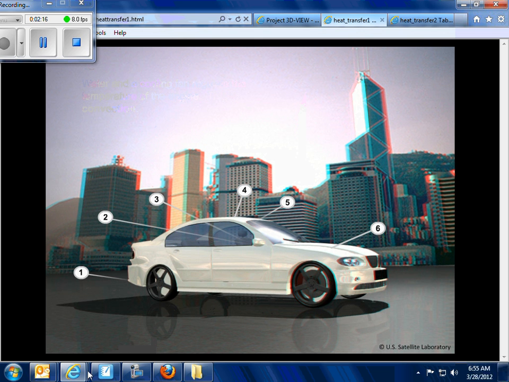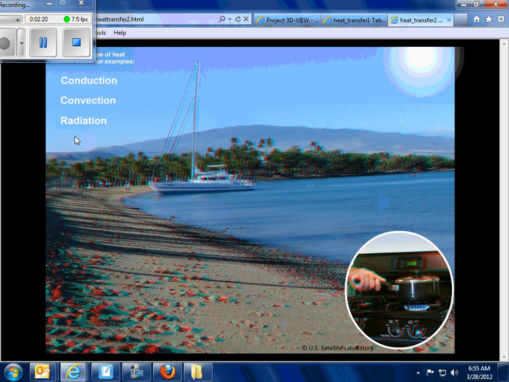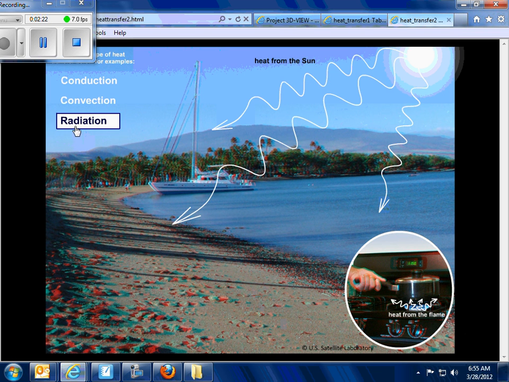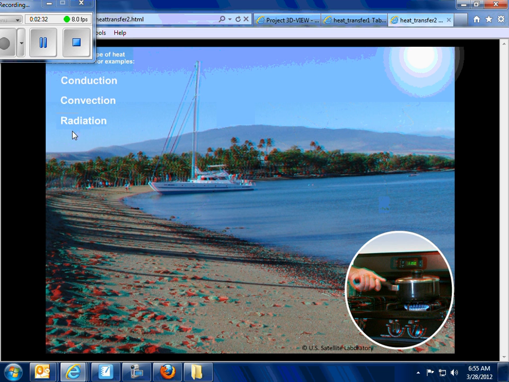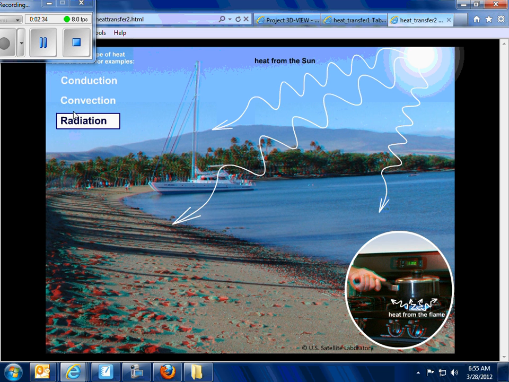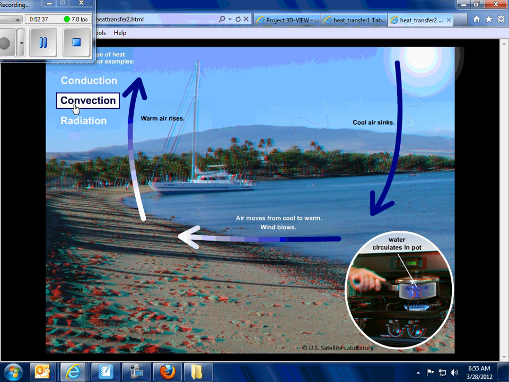Now there's another example right here. This one's a little bit easier to see, like if you're on the beach. If we look at radiation, for example, one of the ways that energy is moved and transferred, well, that's just the heat from the sun. If you look down on the bottom right, the heat from the flame on that pot. If you think of convection, convection is just that movement of the air, cool air sinking, warm air rising, that whole convection current that we've talked about with the atmosphere, and we talked about it with the mantle.